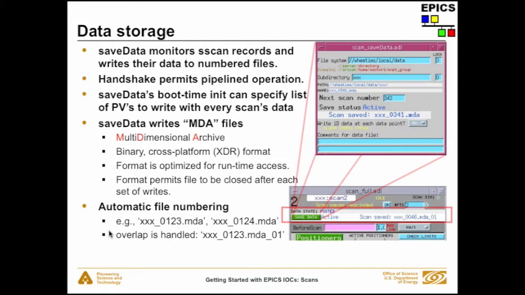So data storage is a completely separate program. Save data monitors scan records, and it has a handshake with the scan record. It can stop a scan record from executing if it hasn't released the data buffers that scan record needs. Save data writes multidimensional array or archive files. I'll describe those in mind-numbing detail. I think you're going to hate that, really. And it automatically numbers the files, up to 10,000. If you go over that, it's got another 100.